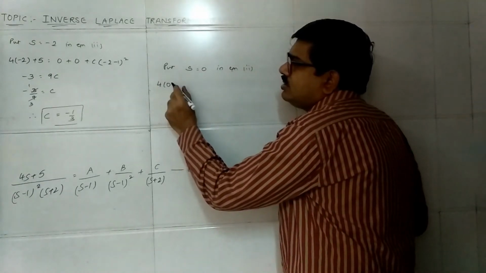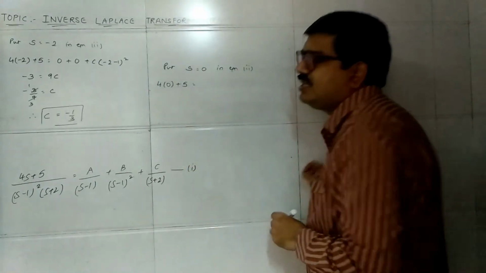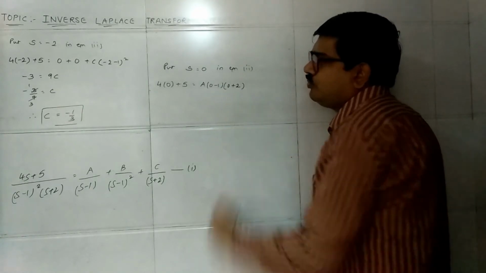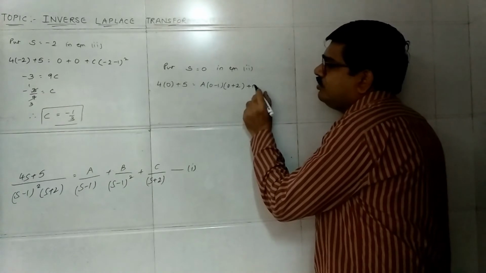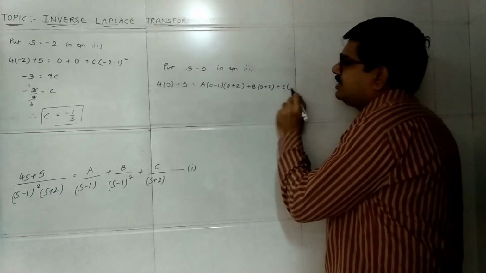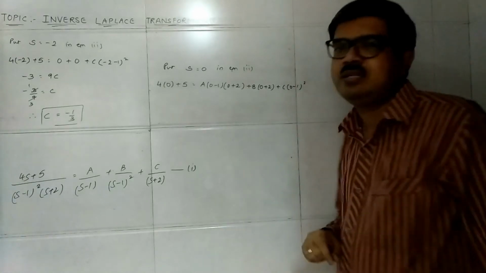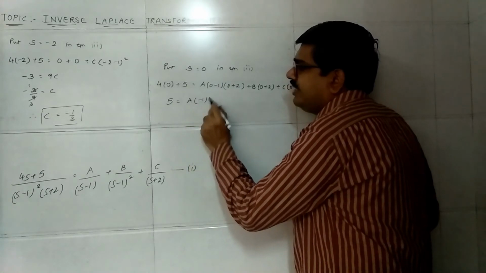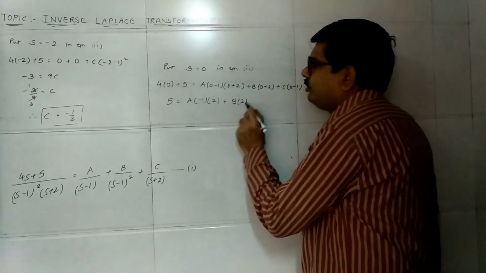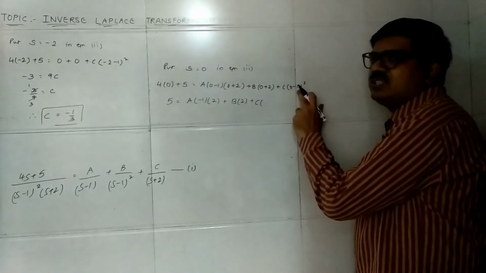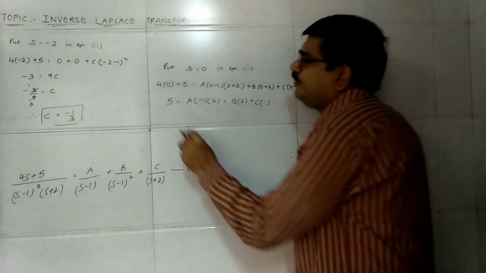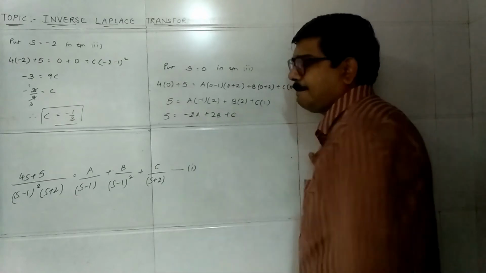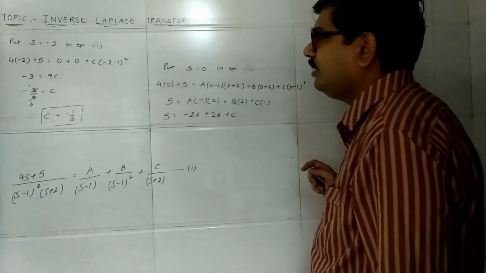4 into 0 plus 5 is equal to a into 0 minus 1 into 0 plus 2 plus b into 0 plus 2 plus c into 0 minus 1 whole bracket square. So 0 plus 5 is 5, a into minus 1 plus 2, b into 2 plus c into 0 minus 1 is minus 1 whole square is 1. So 5 is equal to minus 2a plus 2b plus c. Okay, we already got b and c values.